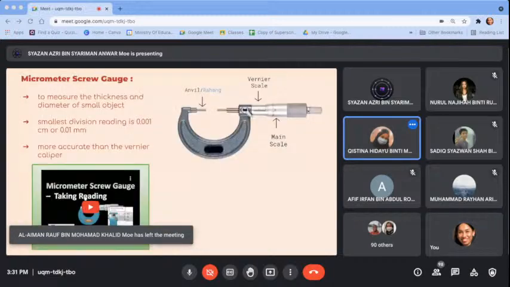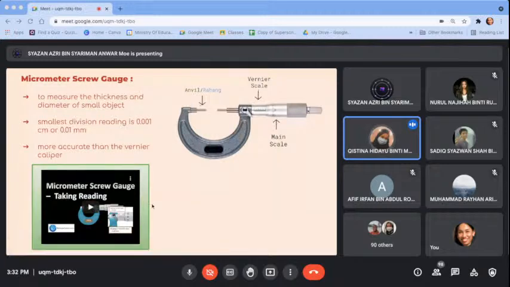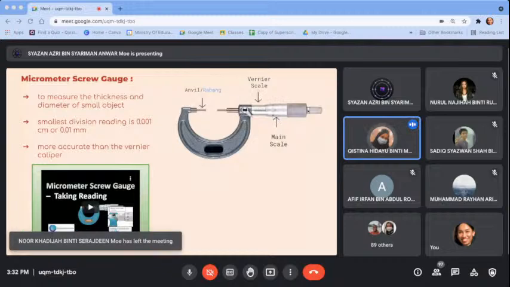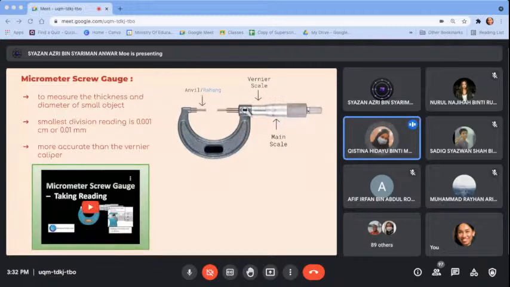Next, a micrometer screw gauge. This instrument is used to measure the thickness and diameter of small objects. The smallest division reading of this instrument is 0.001 centimeter or 0.01 millimeter. Therefore, micrometer screw gauge is more accurate than the vernier calipers.